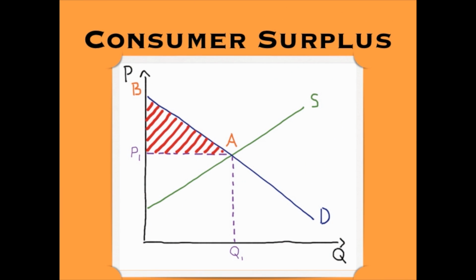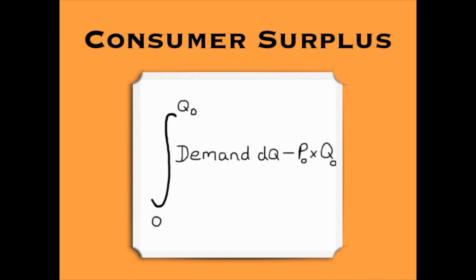We can see in the graph that the saving the consumer makes by buying at the equilibrium is shown by the red shaded area P1AB. The formula for consumer surplus is given by integrating the demand function with the limits Q0 and 0, and taking away the price multiplied by quantity at equilibrium.